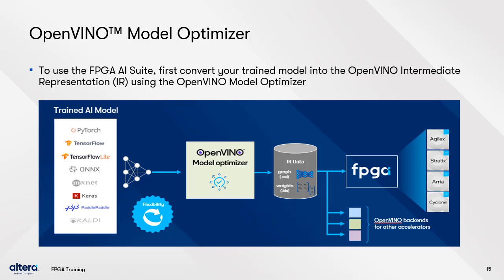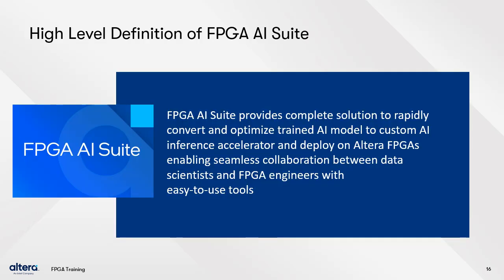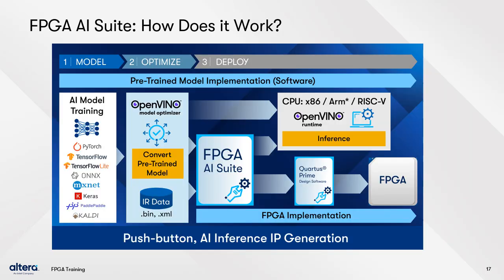The high-level definition of the FPGA AI Suite can be stated as follows. FPGA AI Suite provides a complete solution to rapidly convert an optimized, trained AI model to a custom AI inference accelerator and deploy it on Altera FPGAs, enabling seamless collaboration between data scientists and FPGA engineers with easy-to-use tools. Let us understand now how FPGA AI Suite works. You can import your pre-trained model from any standard framework like TensorFlow, PyTorch, etc.